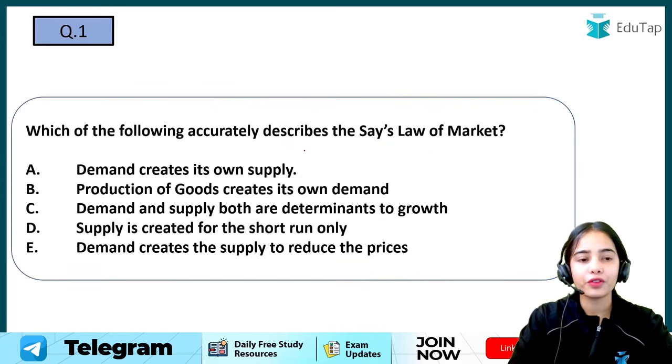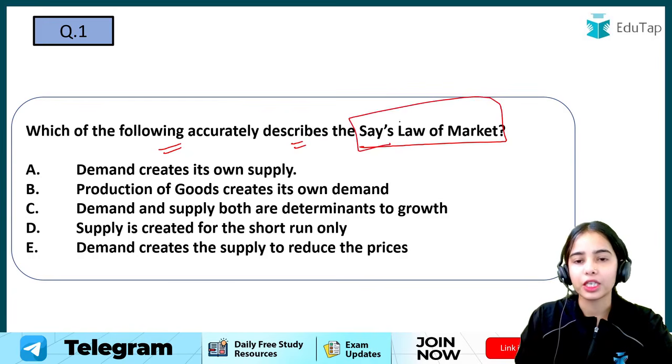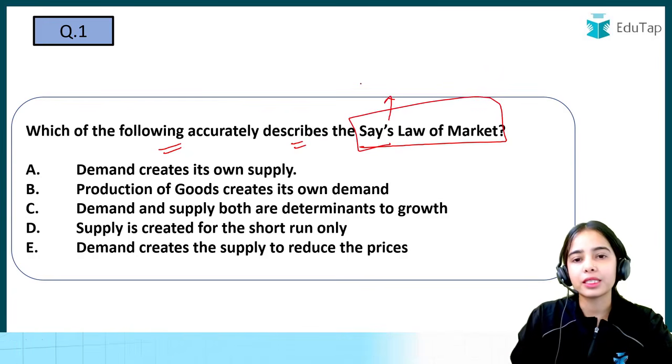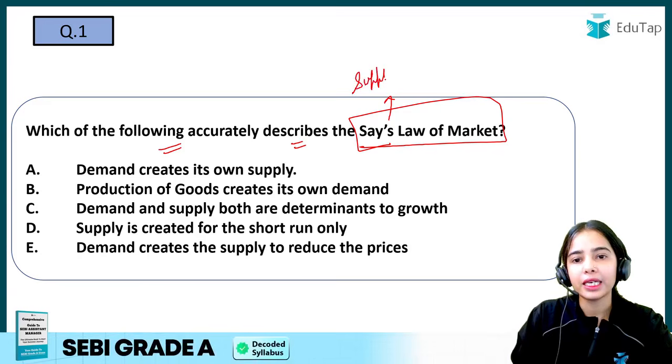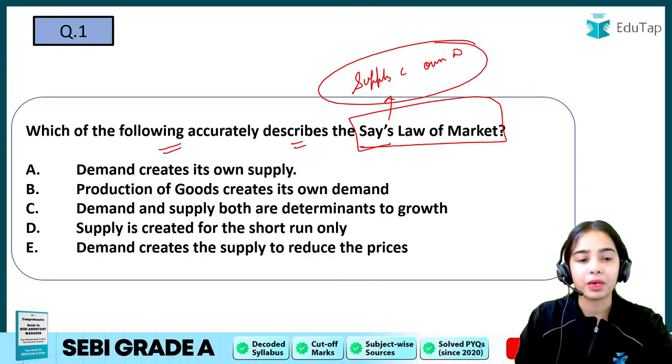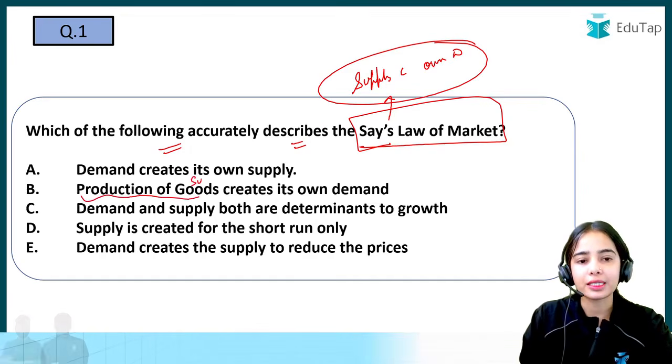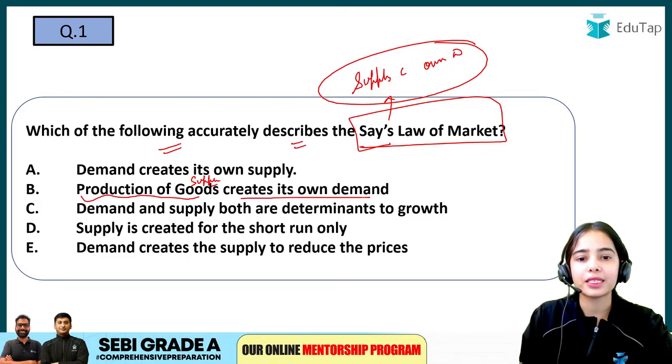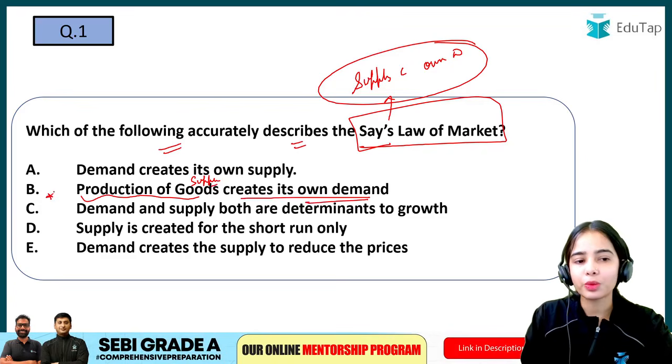The first question is in front of you: which of the following accurately describes Say's law of market? I hope you know that Say's law states that supply creates its own demand. That is, the production of goods, that is the supply, creates its own demand. So option B is the correct option.